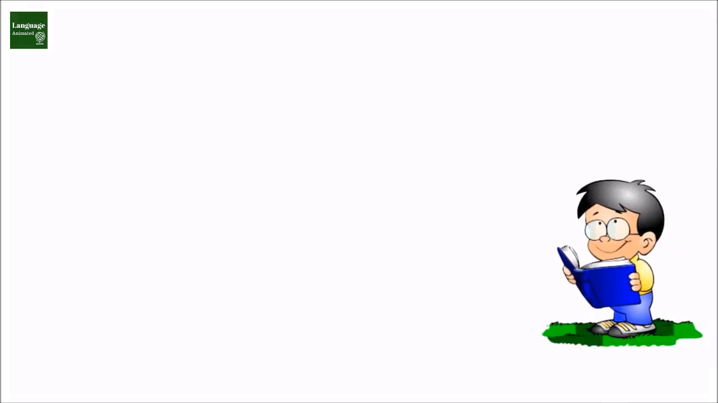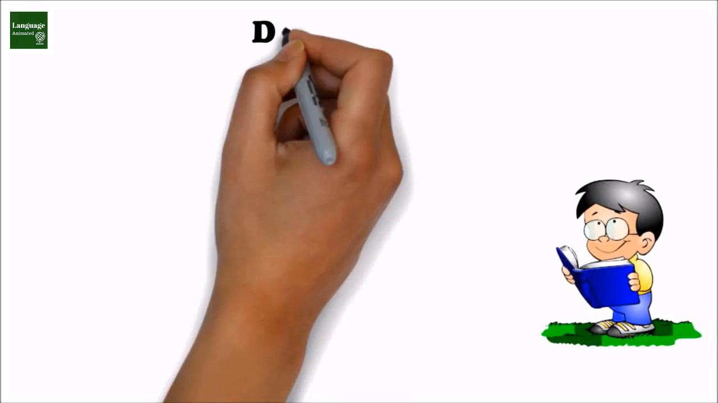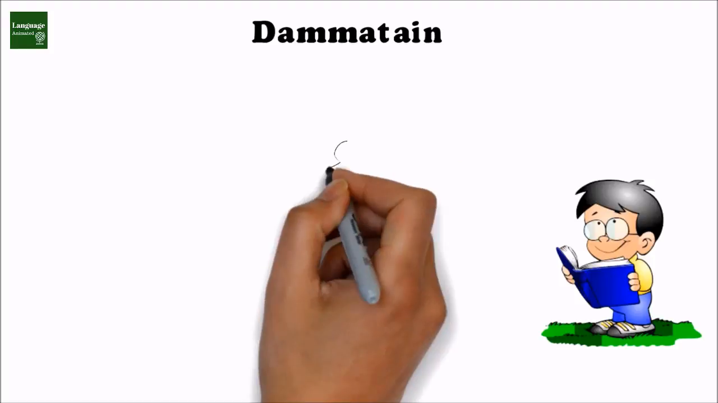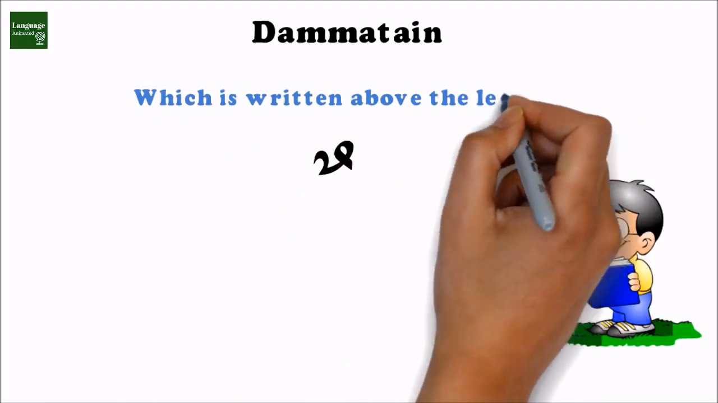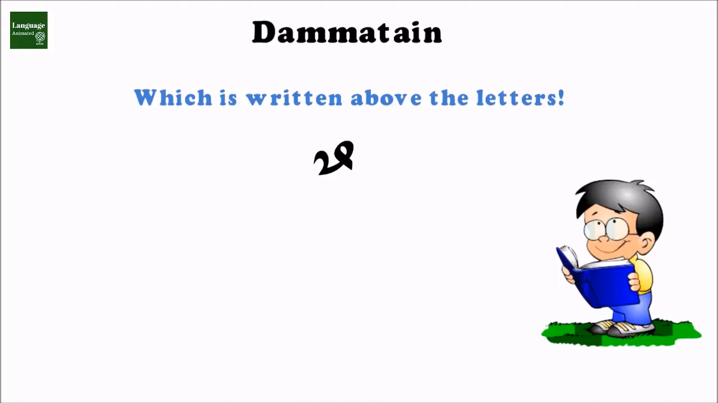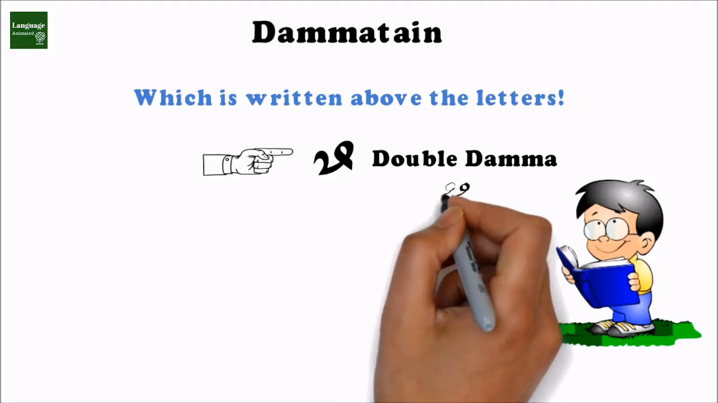Assalamu alaikum. Welcome back. In this video we will learn Dammatain, which is a slightly inward tail written above the letters. For example, look at this symbol. It's called Dammatain. In other words, you can call it double Dhamma. I hope you remember the Dhamma which we have learned in the previous videos.